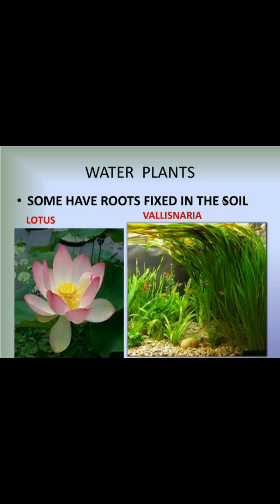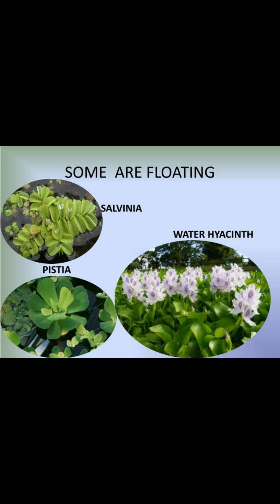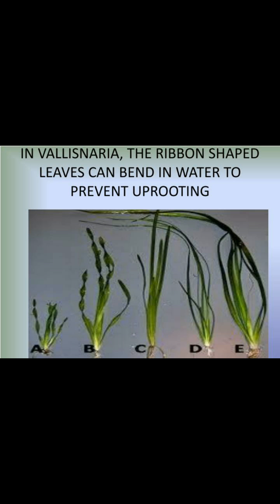Ponds and lakes. So, water plants. Some plants will grow in water. Lotus, Vallisneria, etc. Some have roots fixed in the soil. Some are floating: Salvinia, Pistia, water hyacinth, etc. They will float upon the water. In Vallisneria, the ribbon-shaped leaves can bend in water to prevent uprooting. So it will have ribbon-shaped leaves. It can bend in water to prevent uprooting, meaning the root should not come out.